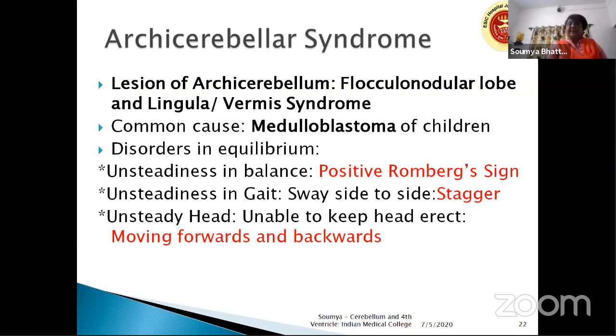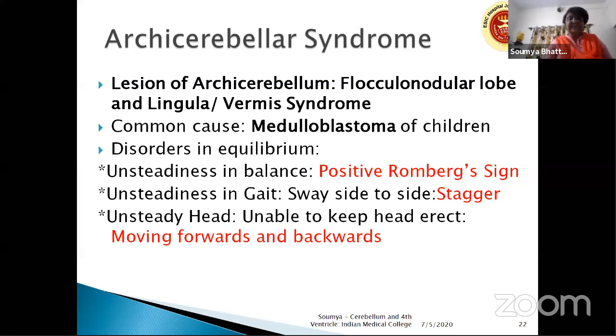Three features are very, very important. One is positive Romberg sign. You ask the patient to stand with closed eyes in anatomical position, and you will see that there is a tendency to fall. This is unsteadiness in balance. Unsteadiness in gait. What is gait? Gait is the walking style. So it sways side to side. We call it staggering gait.